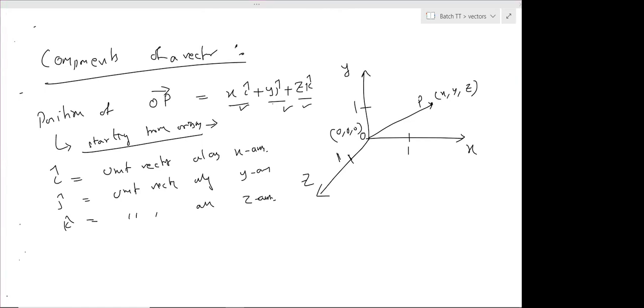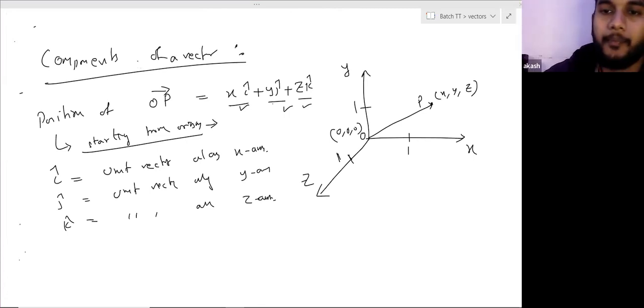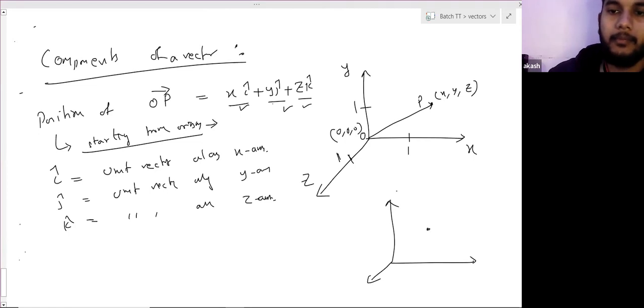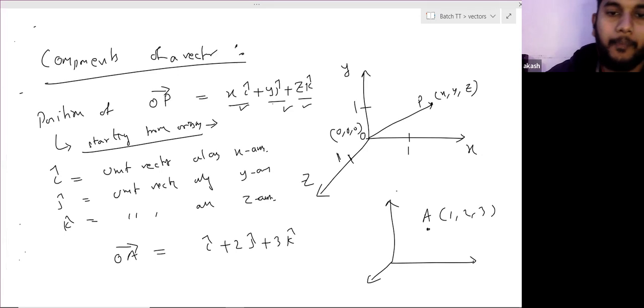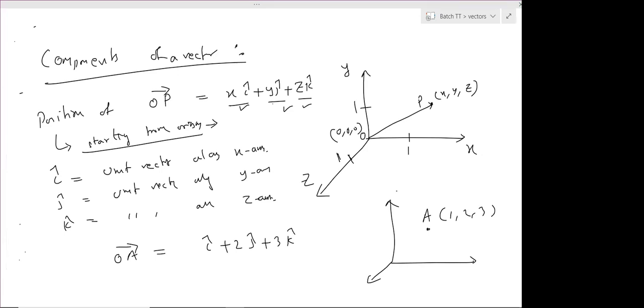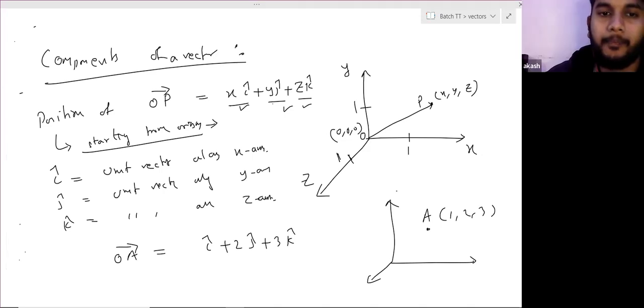Yes, sir. All right. So let me give you an example. Suppose there is a coordinate A (1, 2, 3), and they ask you to write the position vector of A. Then OA vector we can write as i cap plus 2 j cap plus 3 k cap. Right? Yes, sir. Everyone is clear about this? Yeah. All right. Please note it down.